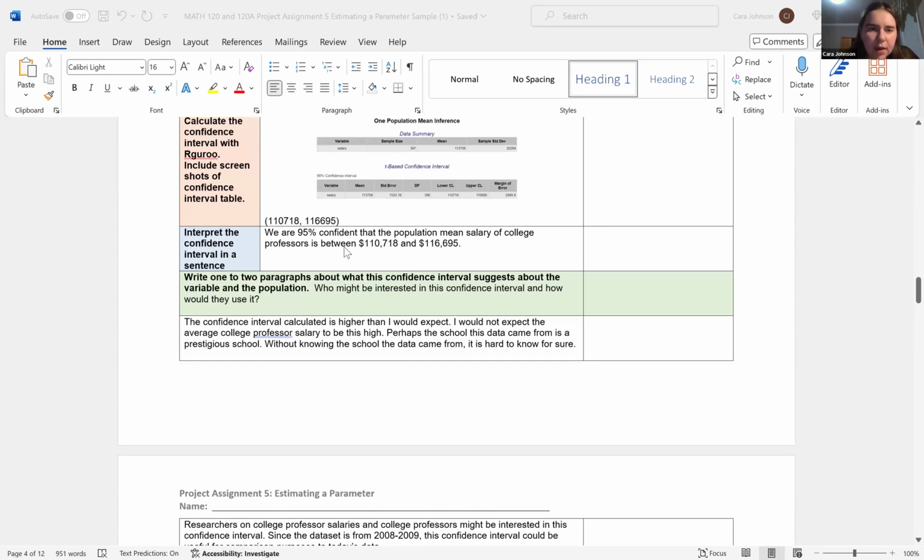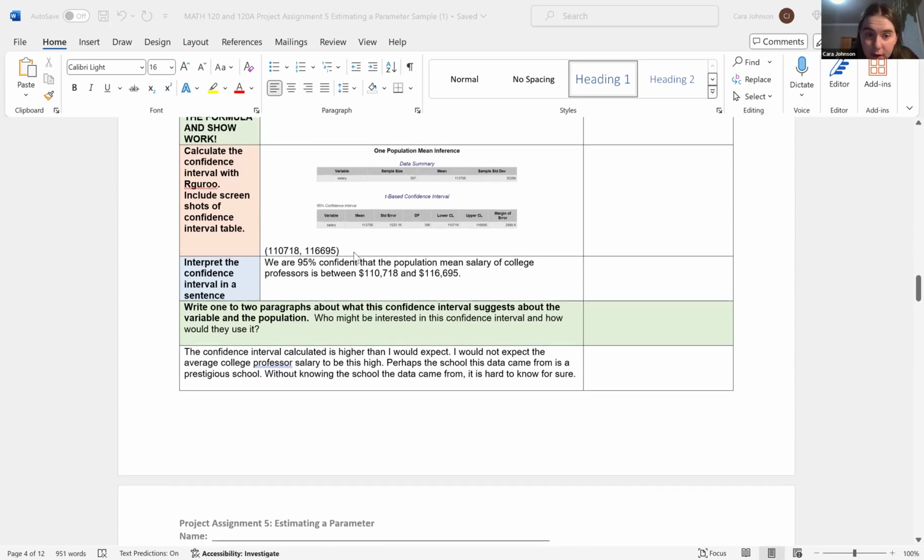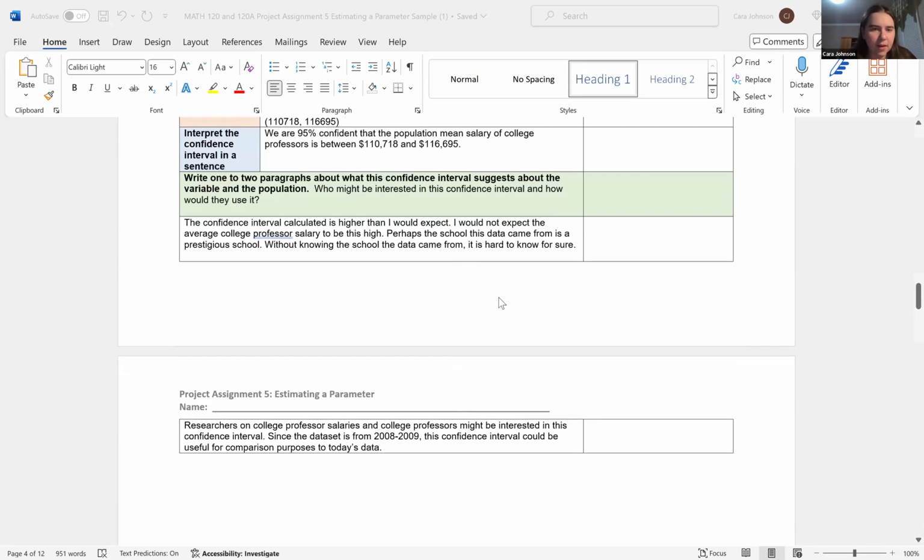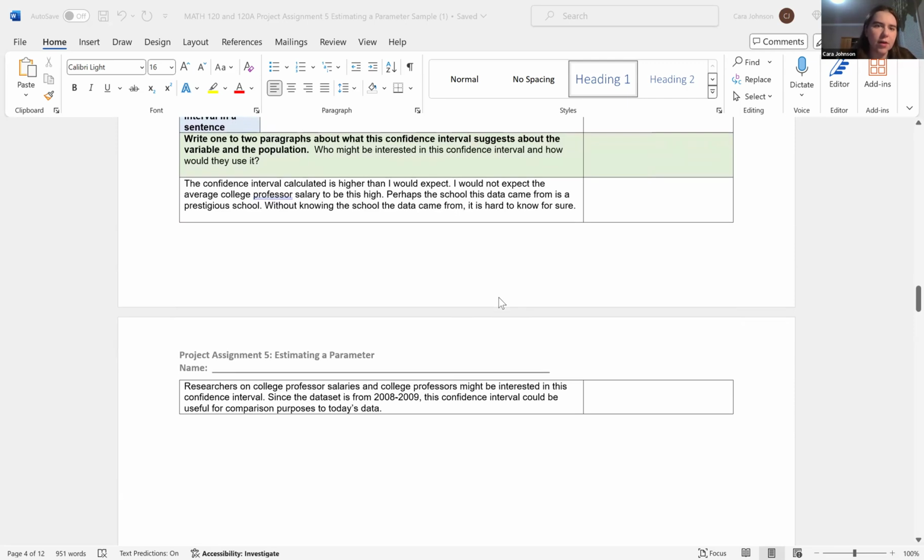So for mine, we are 95% confident that the population mean salary of college professors is between $110,718 and $116,695. So we are whatever percent confident that the population mean, whatever your data set is, is between the two numbers. Don't forget units. And then just write a little description about the confidence interval.